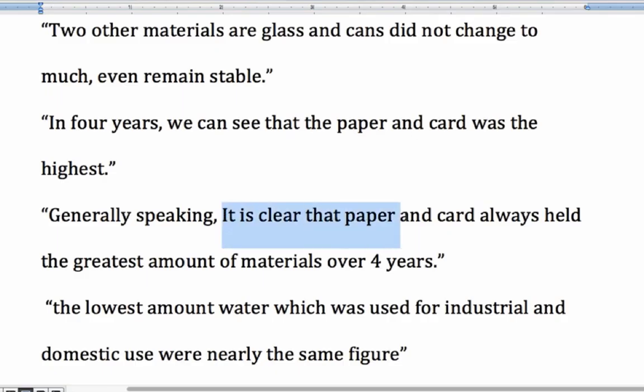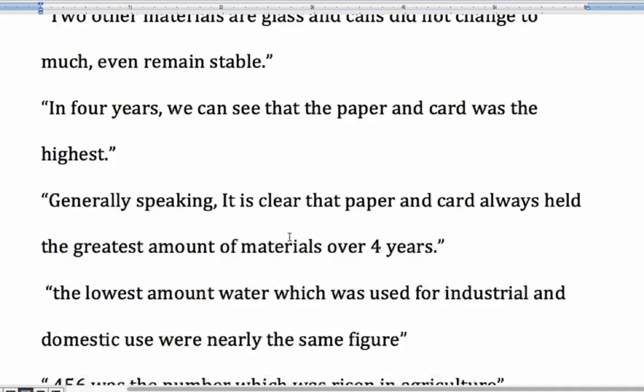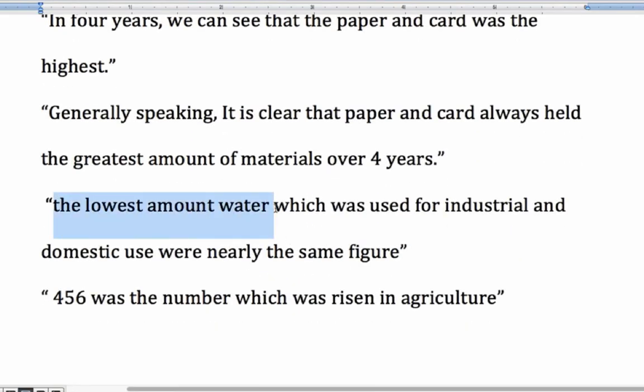"It is clear that paper and card always held the greatest amount." Don't know what it means. What does hold the greatest amount? No, wrong vocab. "The lowest amount of water which was used for industrial and domestic use were nearly the same figure. This was the number which was risen in agriculture." Alright, so you get the picture.